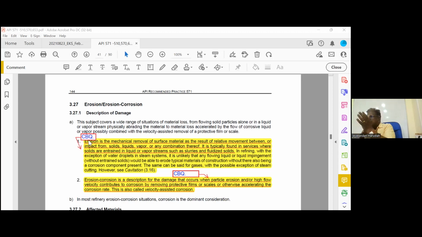Erosion means the removal of material by force. The last season when there was flooding, some 6 months back, everybody watched the video. In Kerala, one house is eroding.